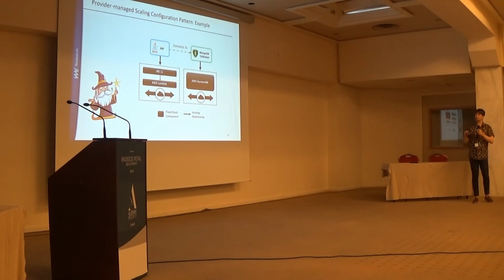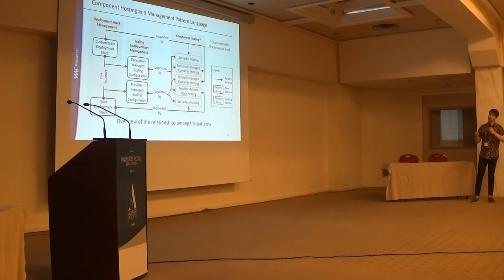So picking our application again, we host it on a provider managed scaling infrastructure, on the stacks that support such provider managed scaling configuration. And this essentially led us to a small pattern language, because these more abstract patterns can be refined with more precise component hosting patterns, which combine these two trade-offs. So enabling us to choose from both dimensions, and this leads us to specific hosting options. And the idea was to use these pattern relations to support decision making when we want to combine different kinds of requirements for hosting components.